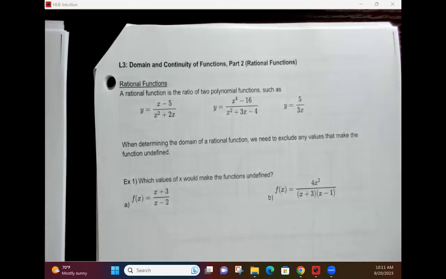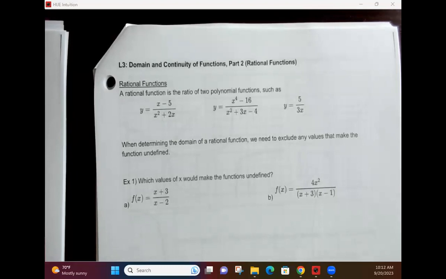So we're going to continue talking about domain and continuity today. This time we're going to look at another type of function. Last time we talked about polynomials, exponential functions, square root functions, and what was the last one? Logs. So today we're going to talk about another type of function. We're going to focus on rational functions today and into tomorrow.